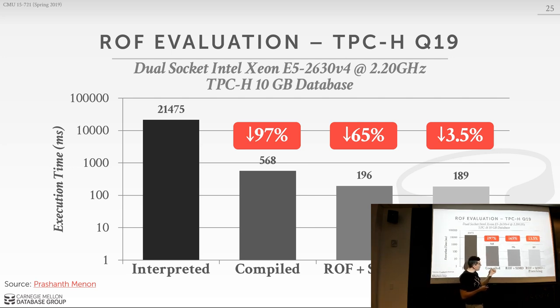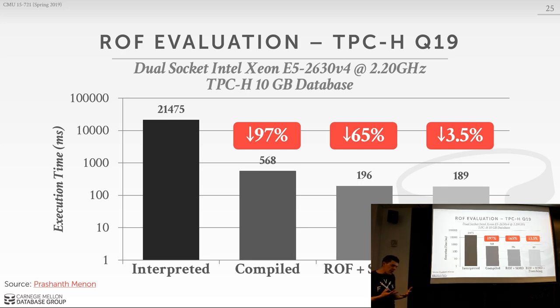But now you see, again, if you add now ROF with SIMD, you get a 65% speed up. And then for getting prefetching, you get a 3.5% speed up. So again, this is sort of what I was saying before. We're sort of cutting down cycles and trying to get this thing to run as fast as possible. And like, we're down to 189 milliseconds. There's not much more room we can slice off, okay?